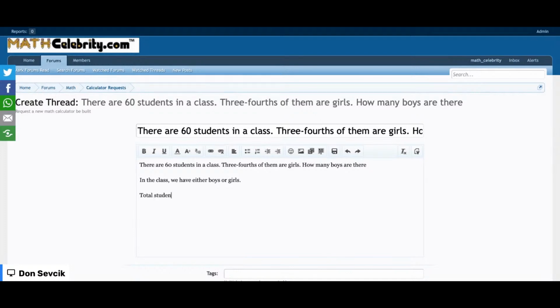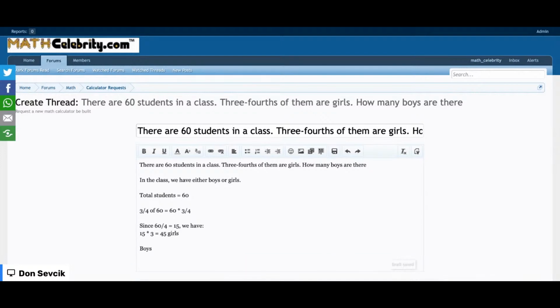Total students equals 60. 3/4 of 60 equals 45. And the reason why I know that is because, let me drop a line here, it equals 60 times 3 over 4. Since 60 divided by 4 equals 15, we have 15 times 3 equals 45. 45 girls.